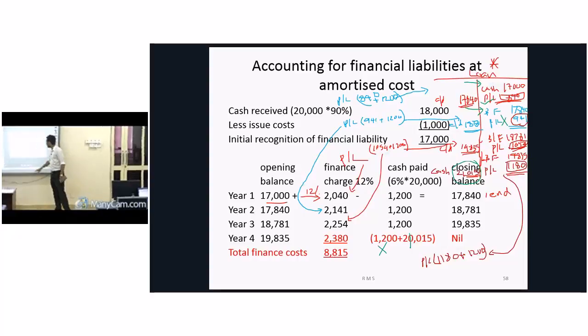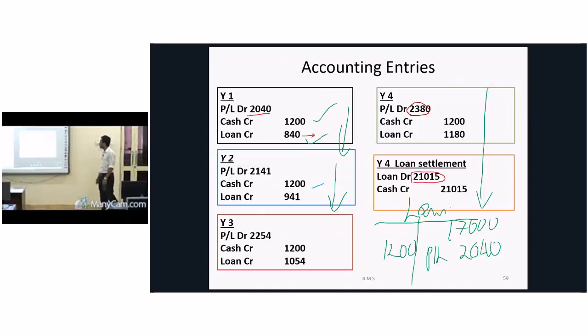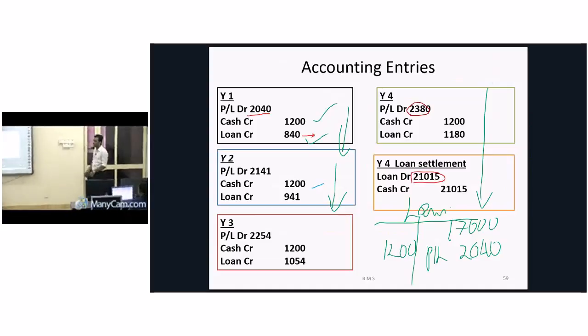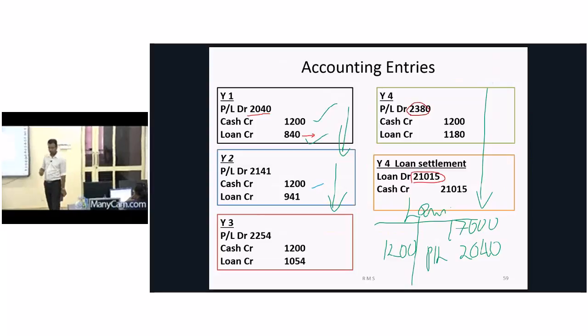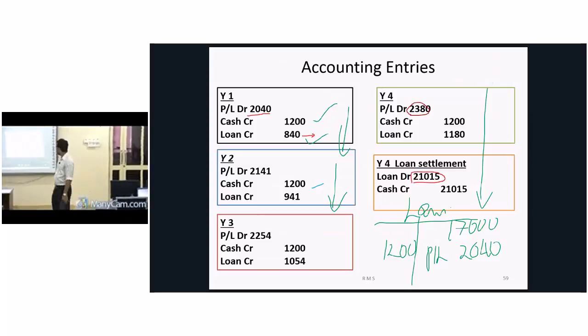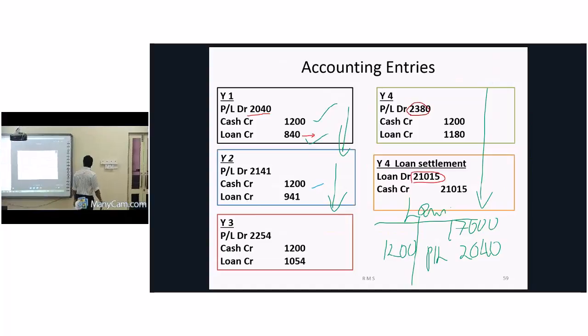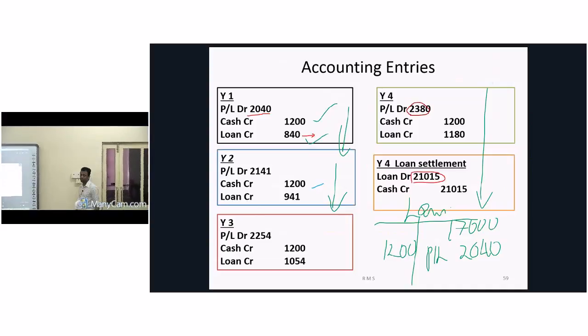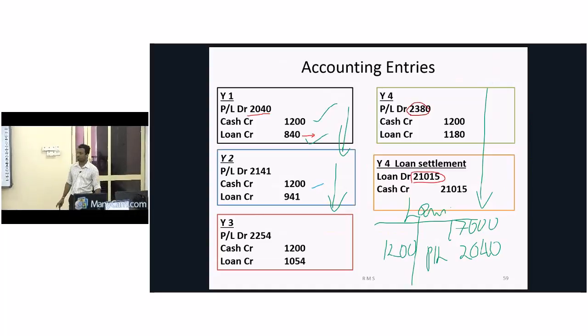In the fourth year, look, there are two double entries. First double entry: 2,380 profit and loss account debit, cash credit 1,200 and loan account credit 1,180. Then finally, everything you have to repay: 21,015 cash credit, loan account debit, then your loan account will be closed.